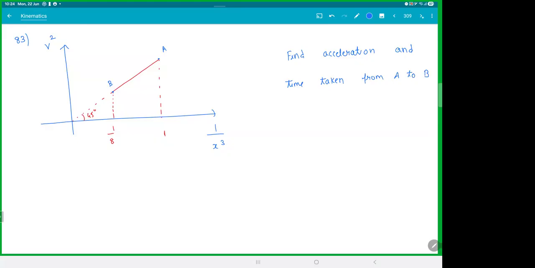Let's get this. Now, these are non-standard graphs. So the idea is to get the information, maybe mathematically get the equation or the data, and then use your kinematics to solve.